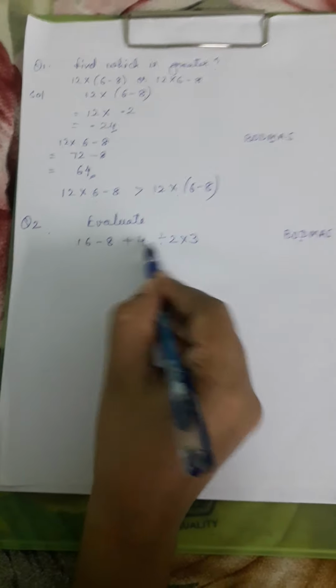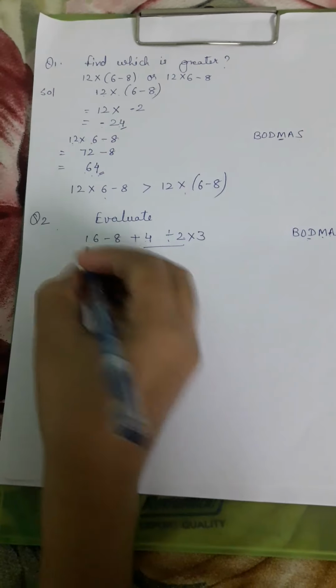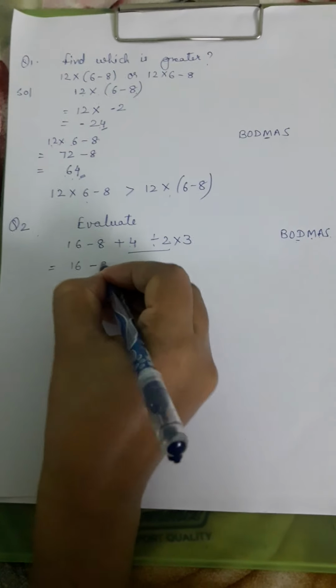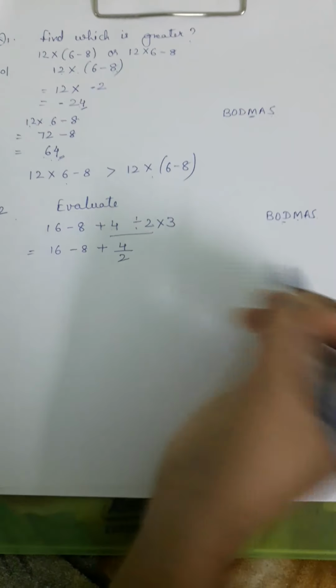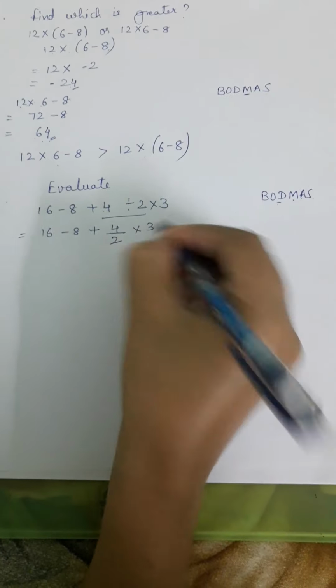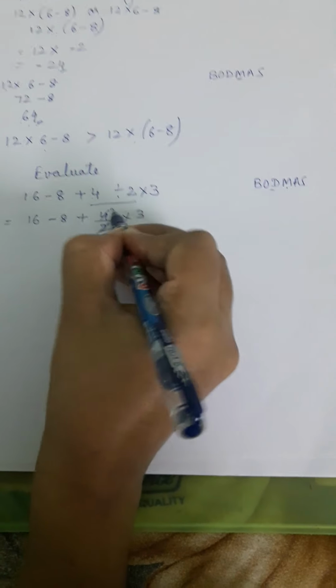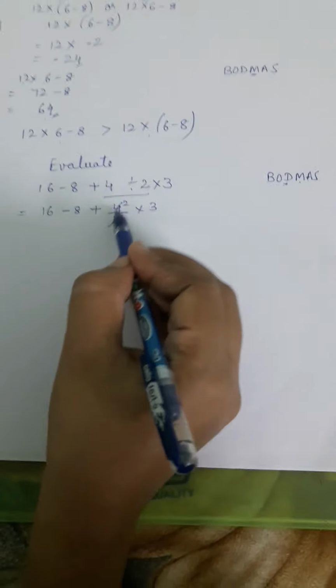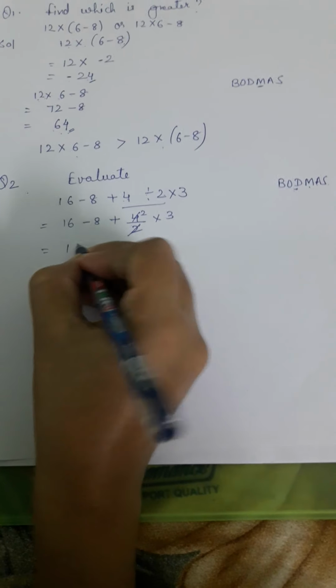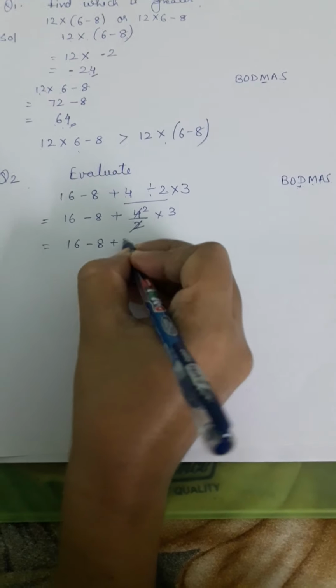So first I will do divide. Here is divide: 4 divided by 2. We can write it like this so that you understand better. According to BODMAS, first solve only division. So 4 divided by 2, write 4 over 2, 2 twos are 4, cancel. Now what is left? 16 minus 8 plus 2 into 3.